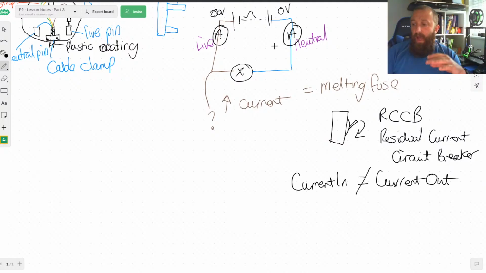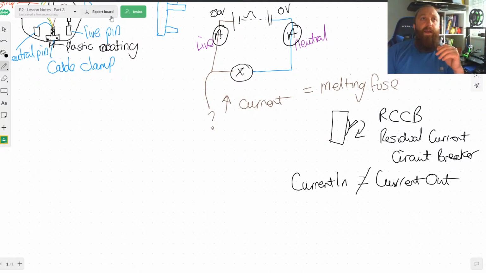So what these circuit breakers do is they measure the current coming in and the current coming out, and as long as they're the same, our switch stays up. But the second we get any discrepancy in that, and the only way that could happen is if electricity was going somewhere else other than the appliance, as soon as the current changes, the switch trips down.